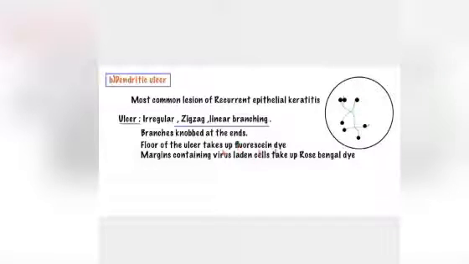The floor of the ulcer takes up fluorescent dye, and the margins containing the virus-laden, dead cells take up rose Bengal dye. I have already told this in the video on bacterial corneal ulcer. An MCQ from this point of view was: the margins contain what? Virus-laden cells, and they take up what dye? Rose Bengal dye. So for the dendritic ulcer, remember the features: irregular, zigzag, linear branching, branches with knobs at the ends. The floor takes up fluorescent dye, while the margins take up rose Bengal dye.